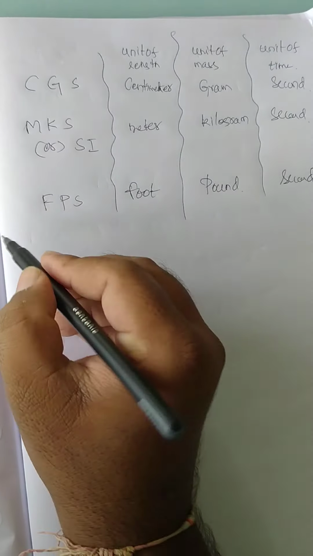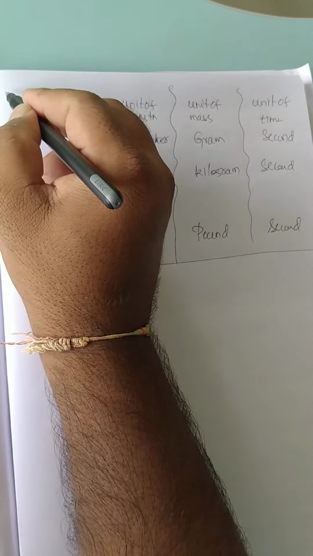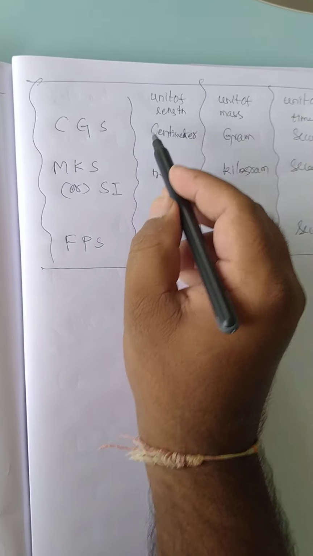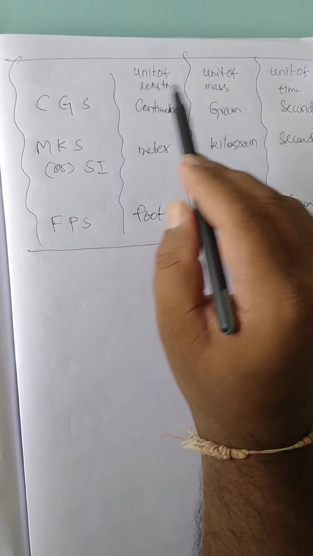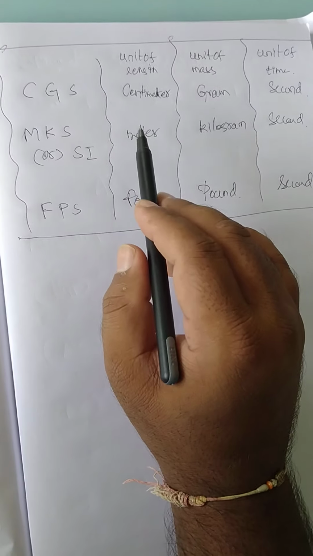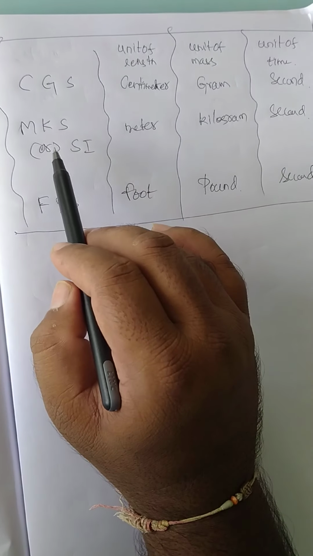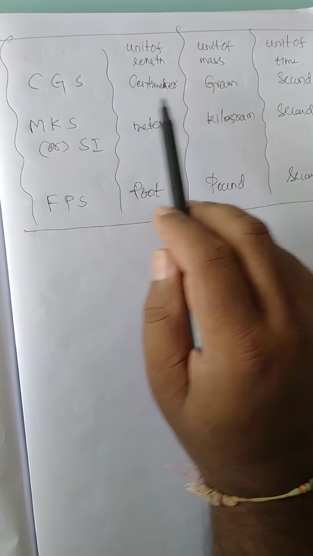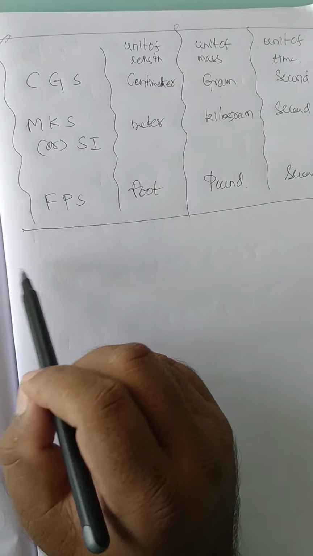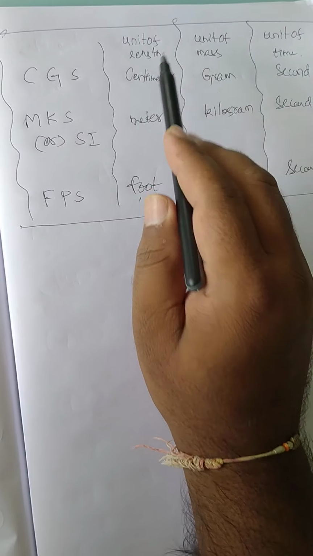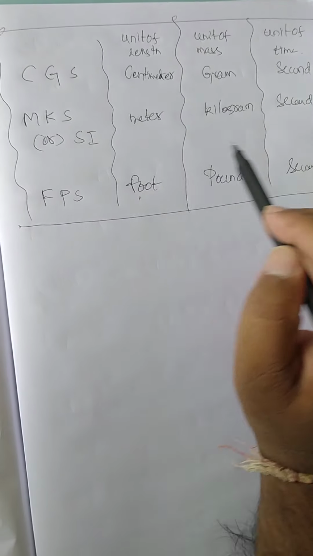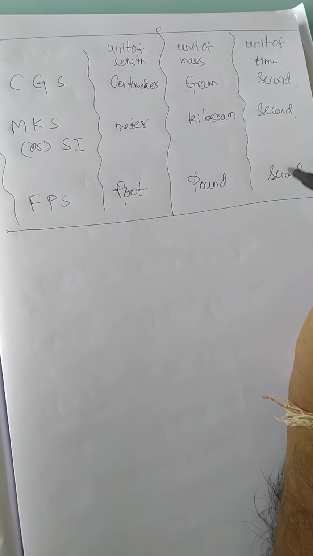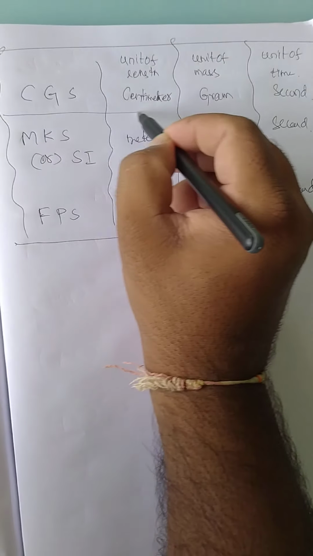I think you already know this, as in 7th class itself we already discussed these fundamentals. Here C represents centimeter, the unit of length. G represents gram, the unit of mass. S represents second, the unit of time. M represents meter, the unit of length in the MK or SI system. K represents kilogram, the unit of mass in the MK system. S represents second, the unit of time in the MKS or SI system. F represents foot, the unit of length in the FPS system. P represents pound, the unit of mass in the FPS system. S represents second, the unit of time in the FPS system.